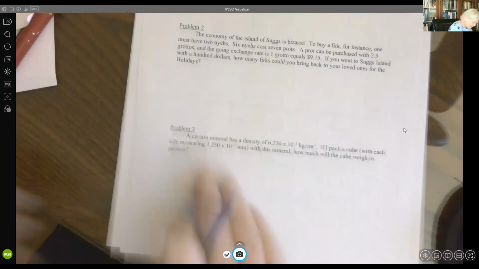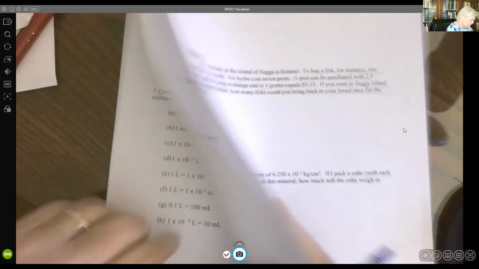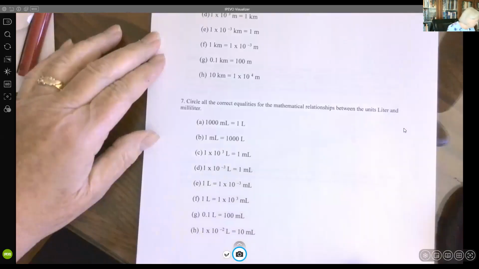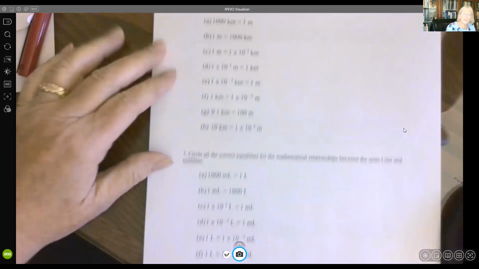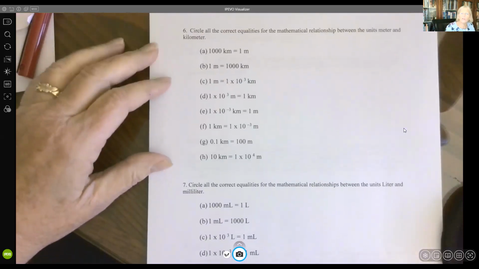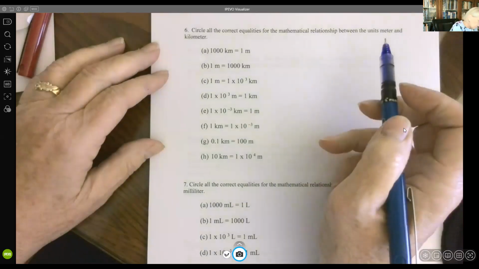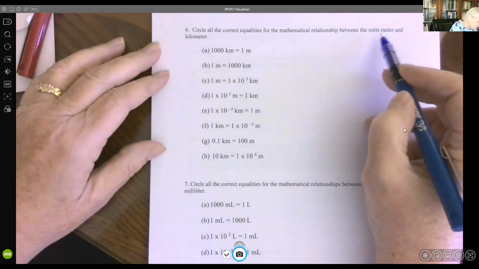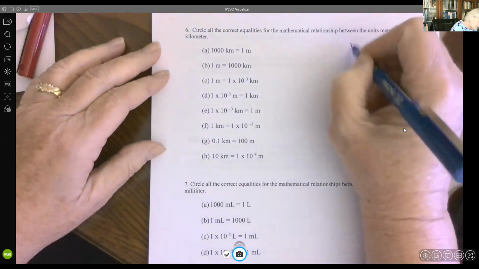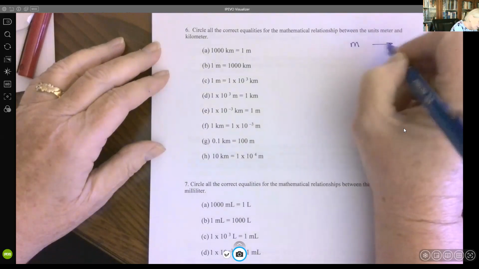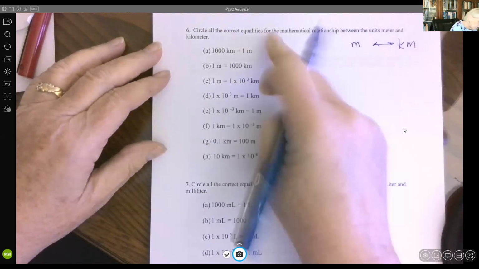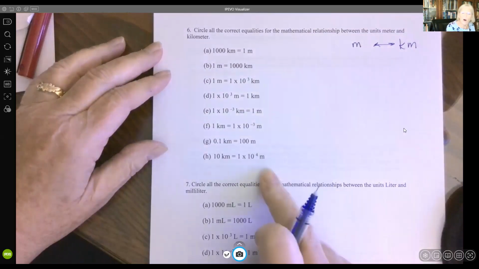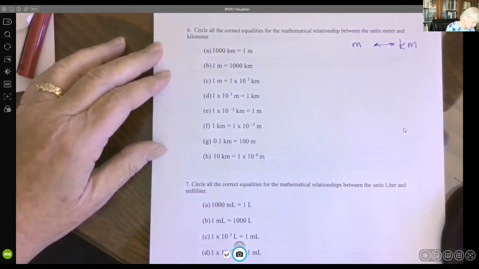I think there's another page of those. Yep. Here's the other page, excuse me. The back page of that handout is the same kind of questions. Circle all the correct equalities for the mathematical relationship between the units of meter and kilometers. Not all of these are correct, but many of them are. Circle the ones that are correct.